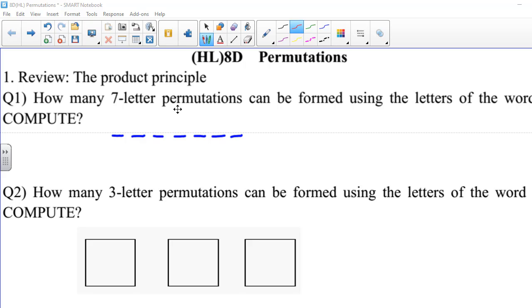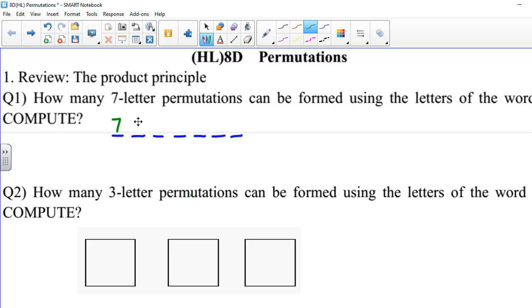We have already applied the term permutation here, but you can ignore the word permutation. You can just ask yourself how many 7-letter possibilities can be formed using the letters of the word compute. Based on the product counting principle, we can draw 7 lines to represent 7 steps. Step 1. We do have 7 different letters from this word compute. So for the first letter, the first step in this possibility, we can have 7 choices.